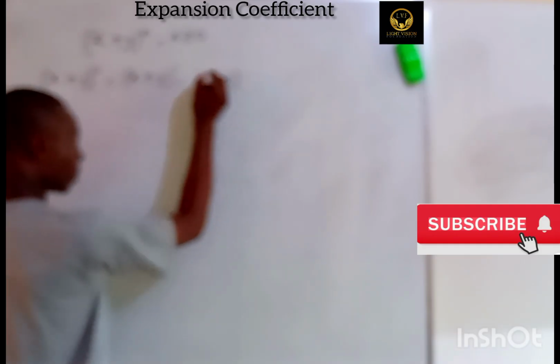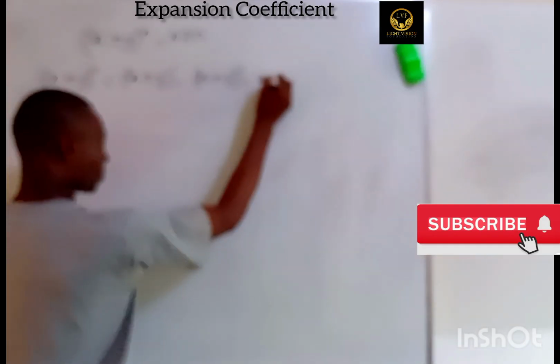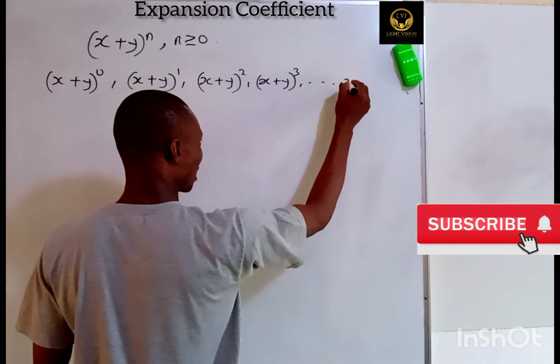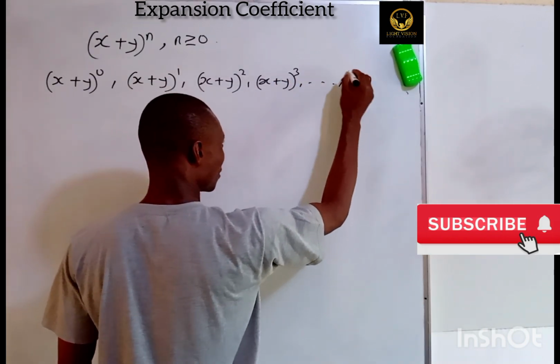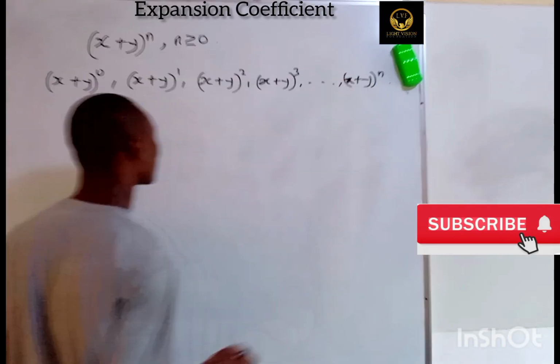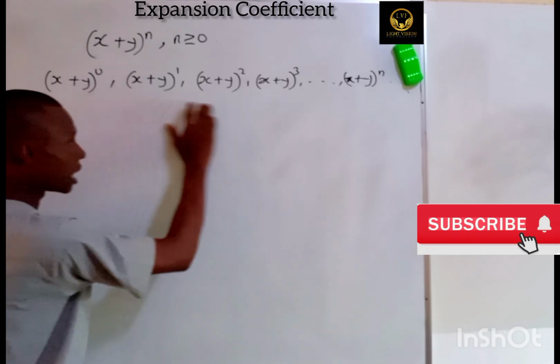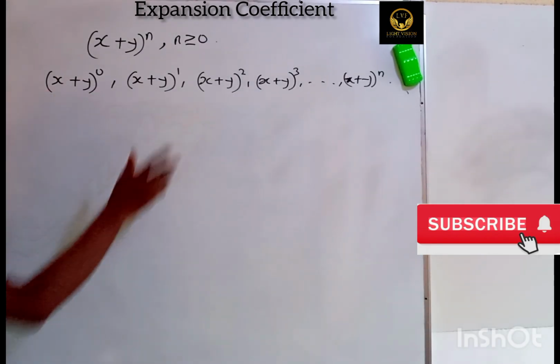Now let's get to work using this. Say we have x plus y raised to the power 0, then we have x plus y raised to the power 1, x plus y raised to the power 2, and x plus y raised to the power 3, and so on and so forth. Say x plus y raised to the power n. Now we want to extract the coefficient of the variables when we expand this.